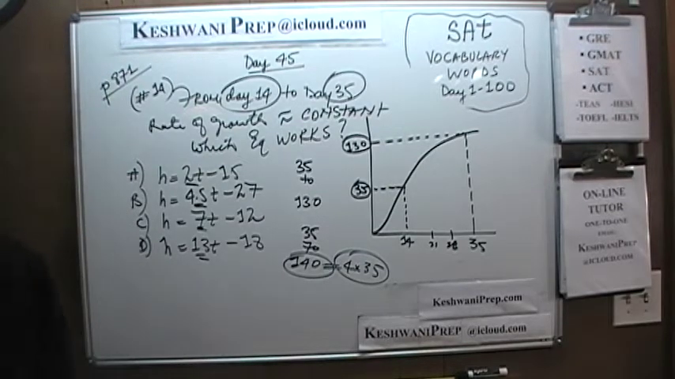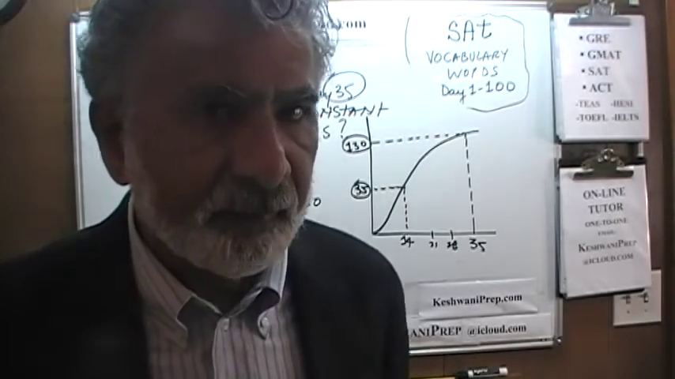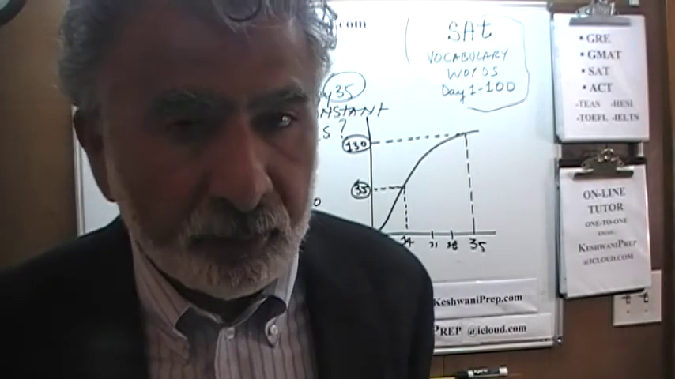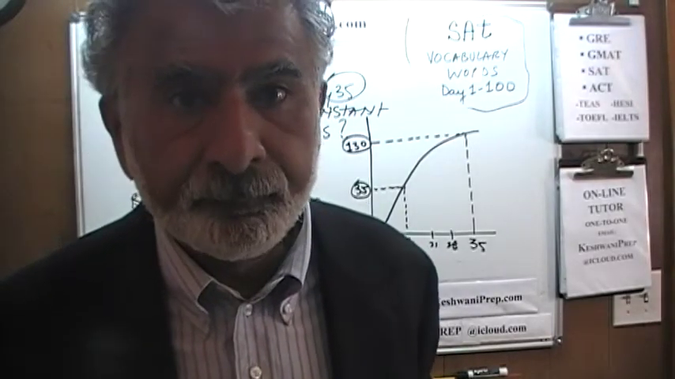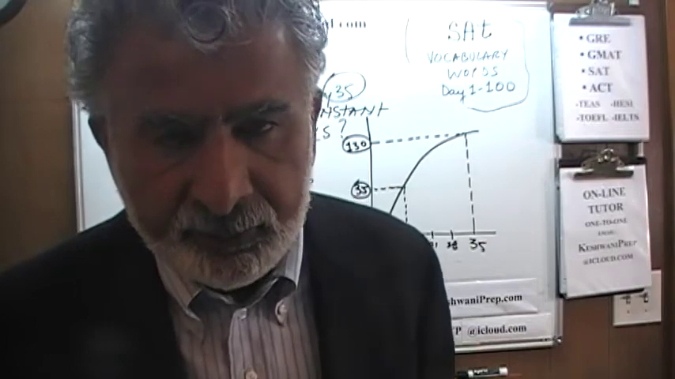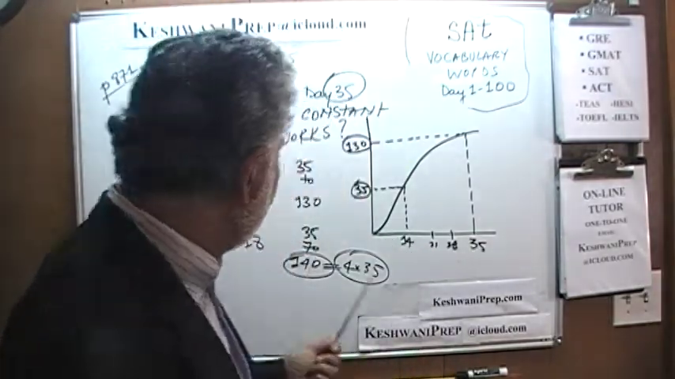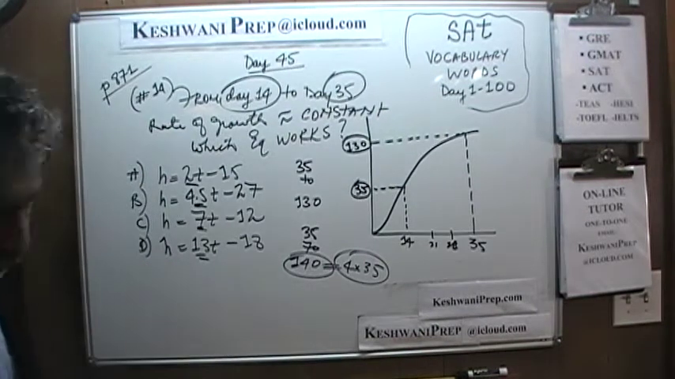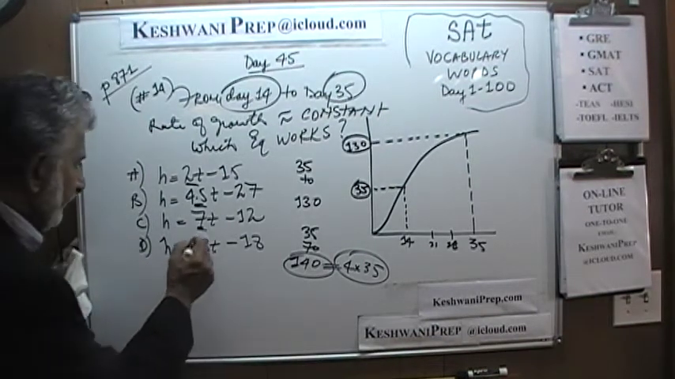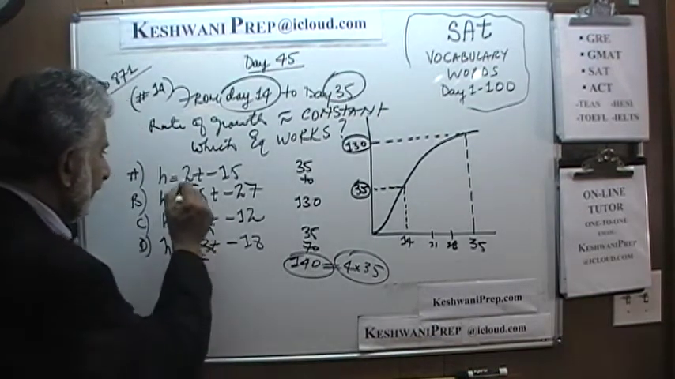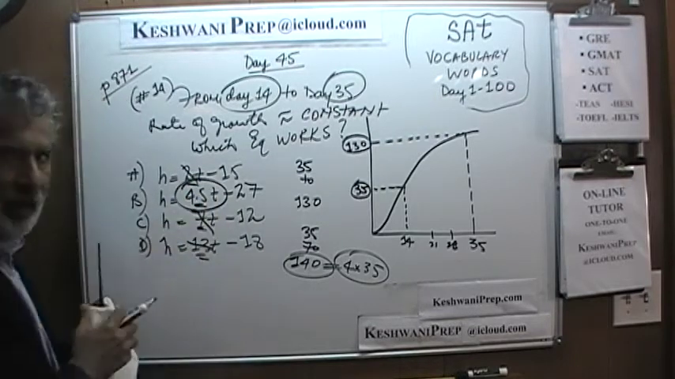Now, if I were taking the exam right now myself, this would be the end of the story. But because we're not taking the exam right now, I'm going to show you very quickly that it is indeed the right answer. We don't have to worry about any of them. The slope is not 7, it is not 13, it is not 2, it's going to be 4.5.